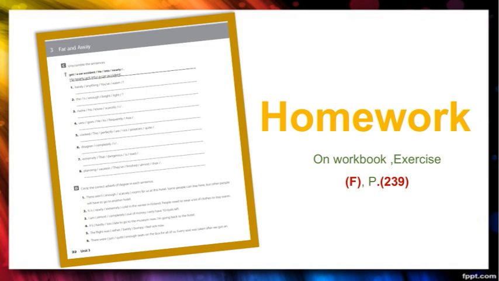All right, now as we wrap up, I want to remind you to review the exercises in your workbook, specifically Exercise F on page 239. This is a great opportunity to apply what we've discussed today and reinforce your understanding.